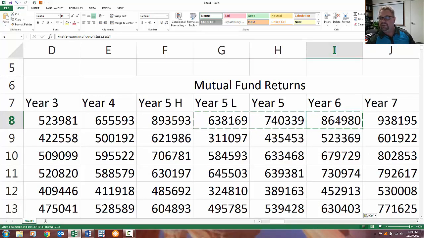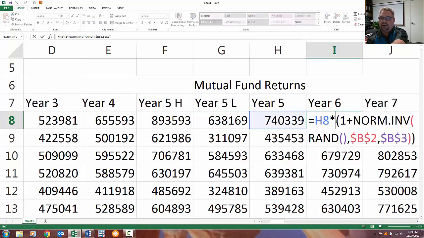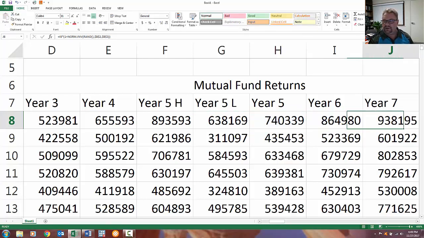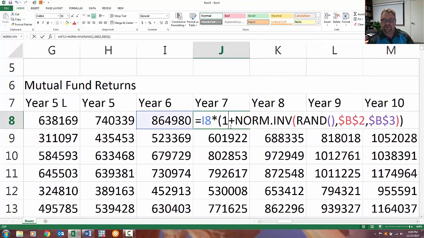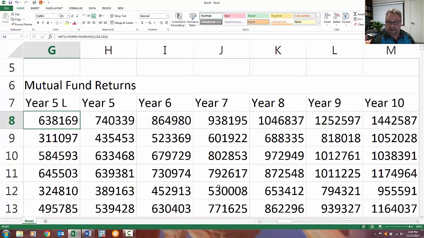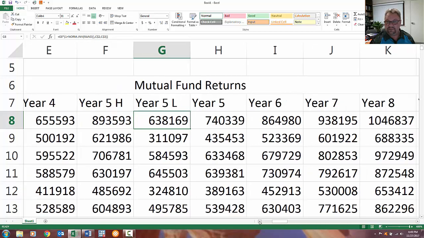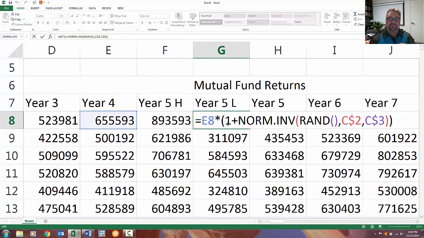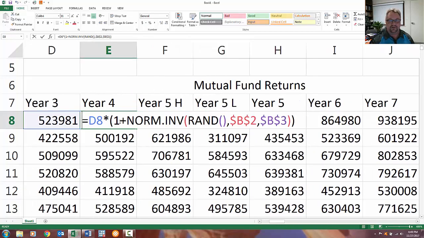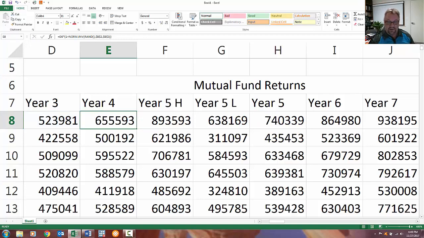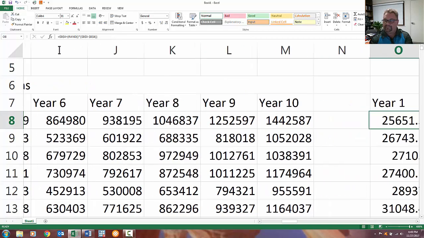Right, because now year 6 is properly linked to the right year 5 return. And then, of course, I don't need to do anything here for the rest of the years, right? Because year 7 is linked to year 6, which is linked to the right year 5, and so on. And then these year 5s are all linked to the appropriate year 4. And then, of course, nothing here changed, so I'm done. So there are my mutual fund returns.